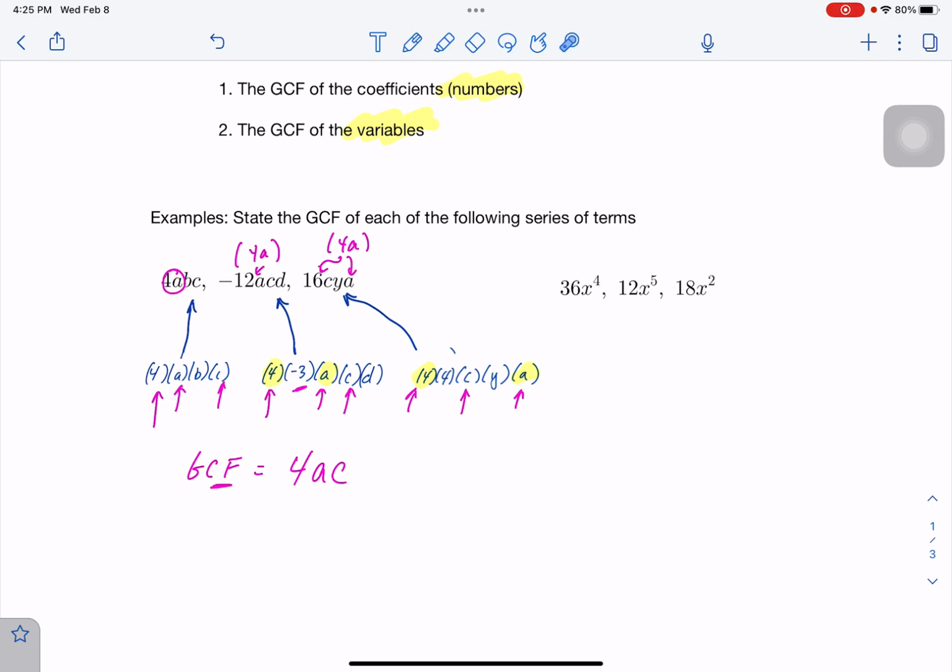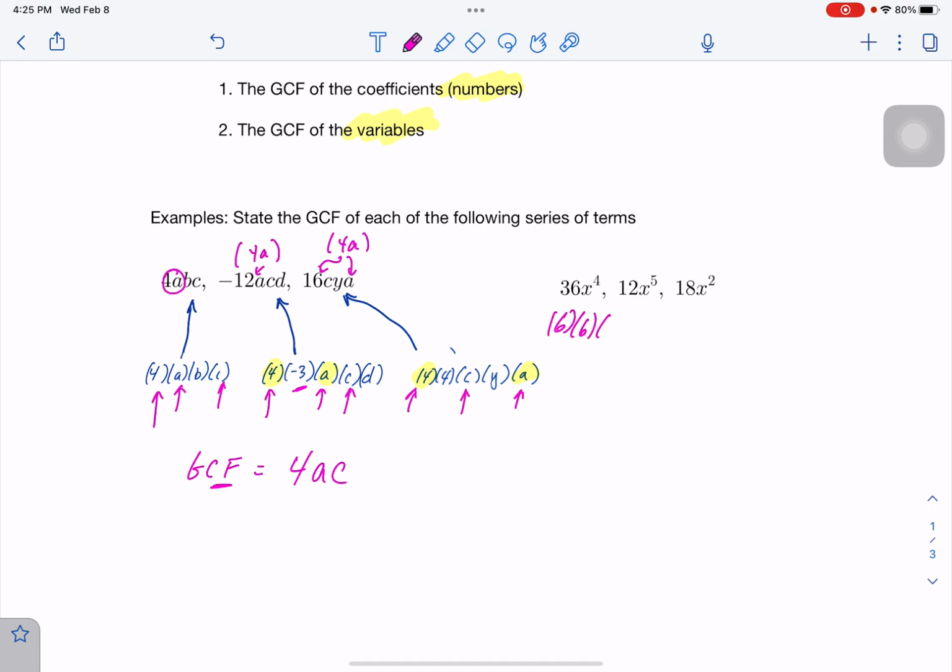All right, let's look at the next one. 3 terms: 36, 12, and 18. Well, they all have a 2 in them. That's great. Yep, there's definitely a 2 in 36 and a 2 in 12 and a 2 in 18. Is it the largest number that goes into all three? I don't think so. 36 reminds me of 6 times 6.